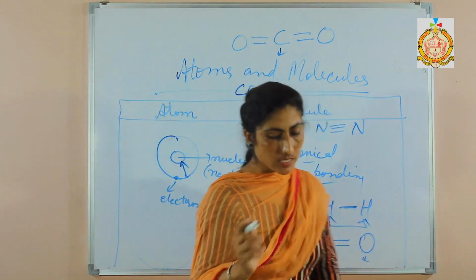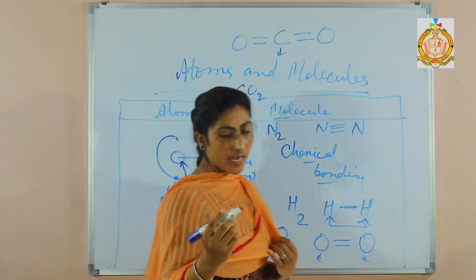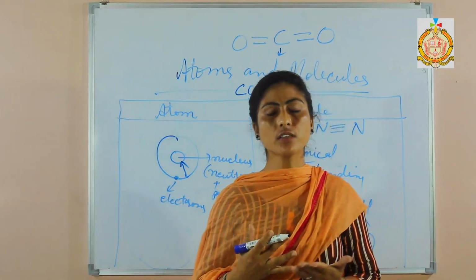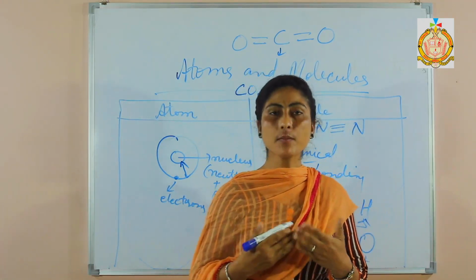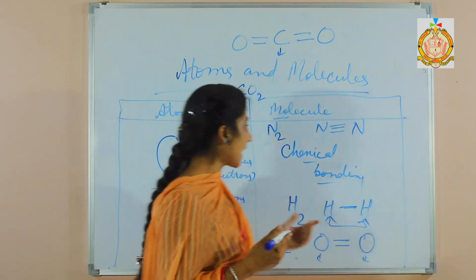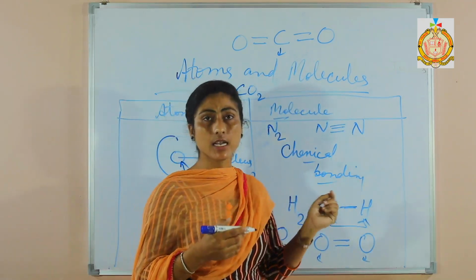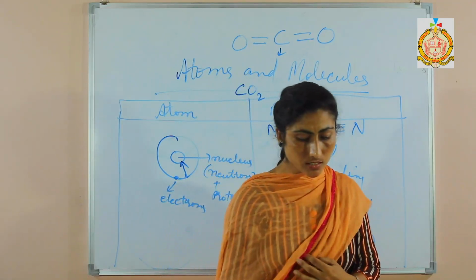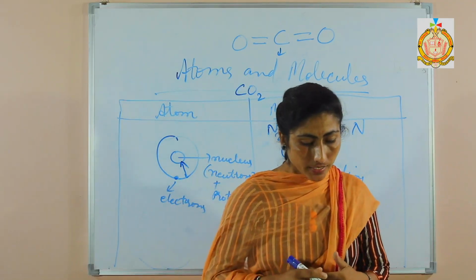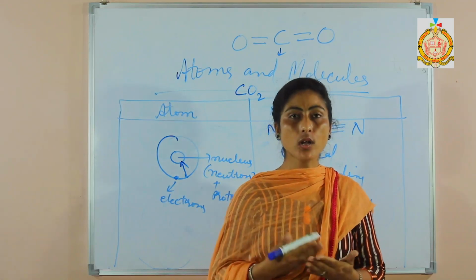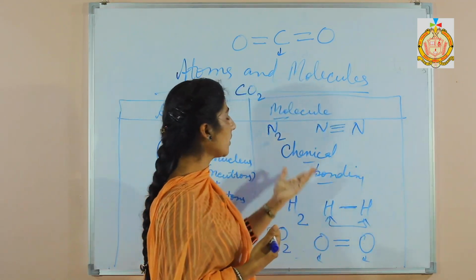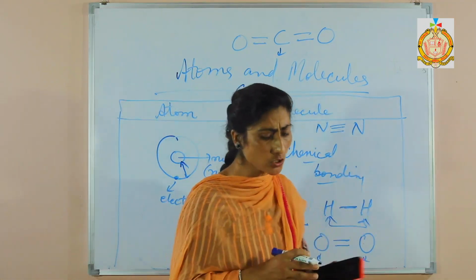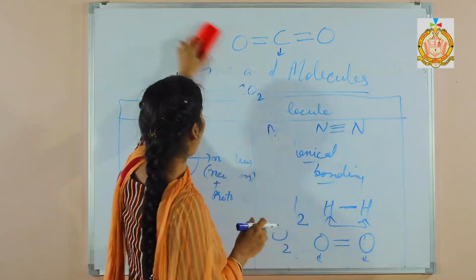Now, students, an atom can be seen neither with the naked eye nor with a magnifying microscope, but the molecule cannot be seen with the naked eye but can be seen with a magnifying microscope. Next, atoms cannot be further divided, but the molecules can be further divided into their constituent elements. Next topic is chemical formula of elements.